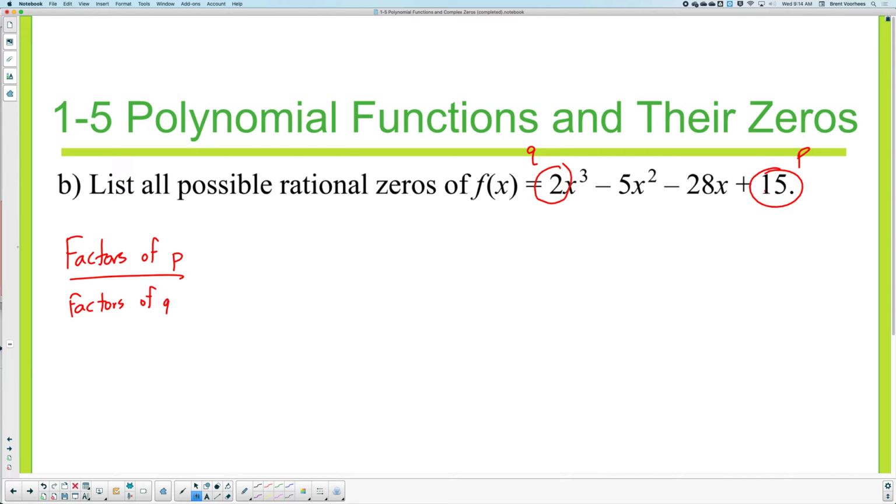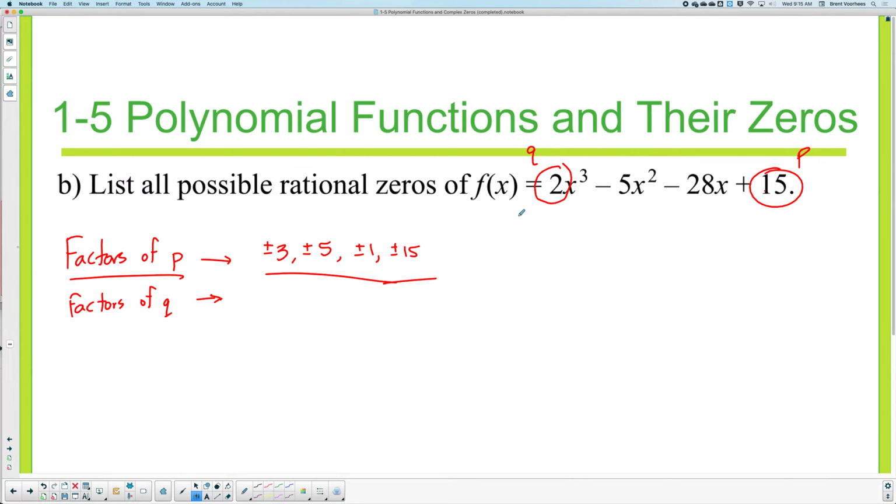Now, we're going to do a plus or minus every single time because you can have positive and negative factors here. So what are the factors of 15? What can we multiply to get 15? 5 and 3. 3 times 5. And it could be a positive 3 times a positive 5 or a negative 3 times a negative 5. So plus or minus 3, plus or minus 5. Okay, what other factors of 15 do we have? 1 and 15.